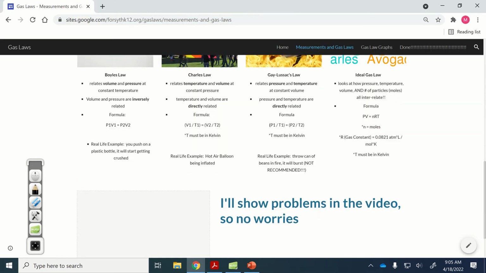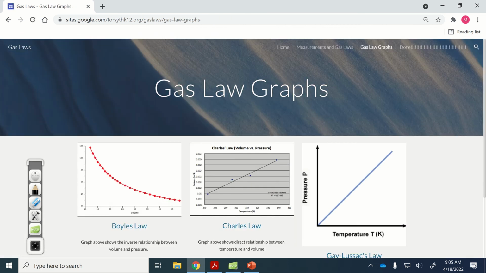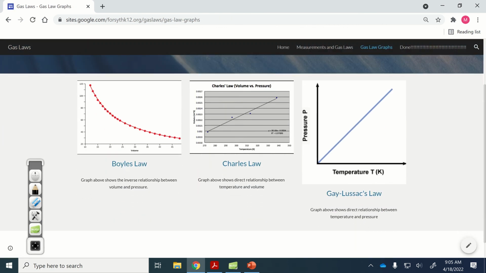So last thing, the gas law graphs. I'm just showing you right here already. I might give you a graph and ask which of these laws this one is illustrating, or what the law should look like if I make you draw it. As you can see, Boyle's law has an inverse relationship. I've even seen this sometimes as a straight line. In the end, it should be a curve.